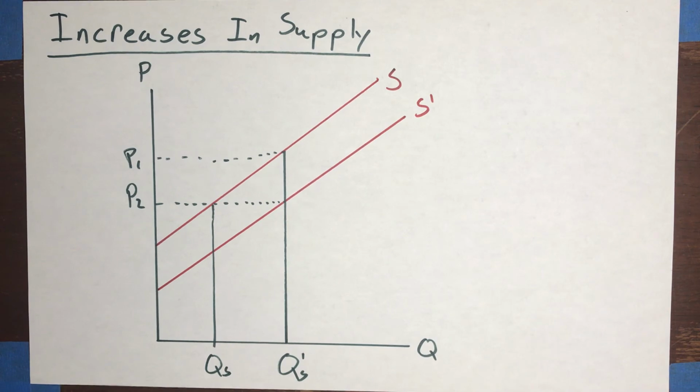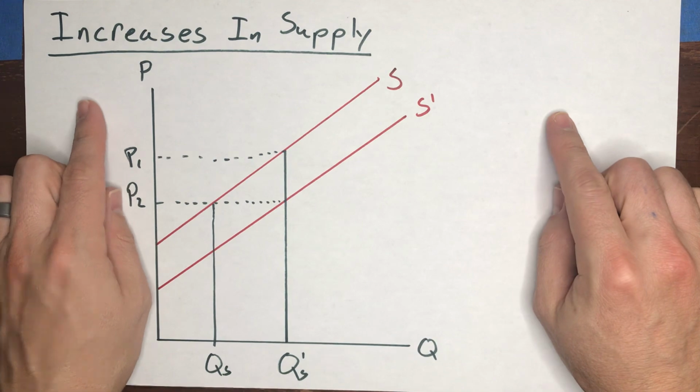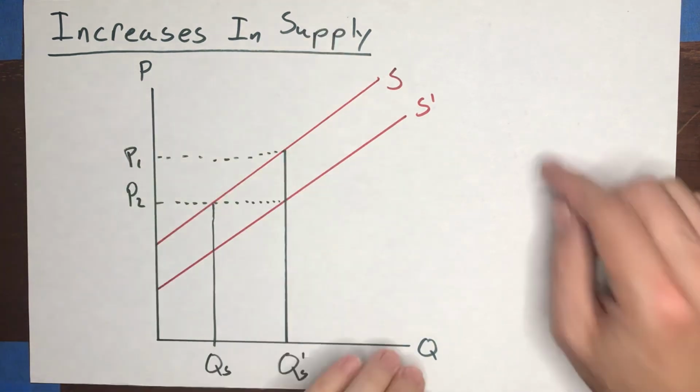And so in this next and final video, we're going to talk about what the determinants of supply are. What are the things that can happen that shift this curve up and down?